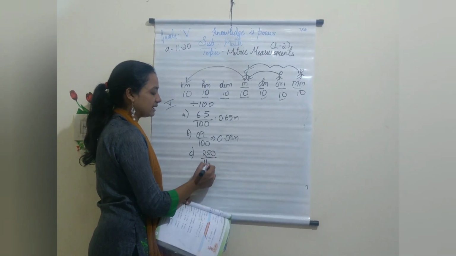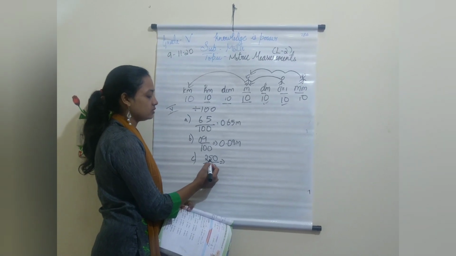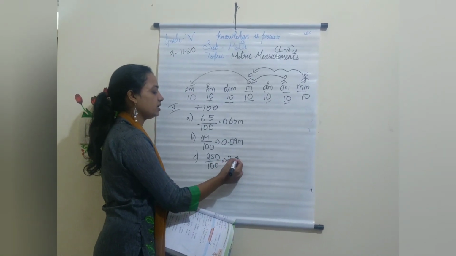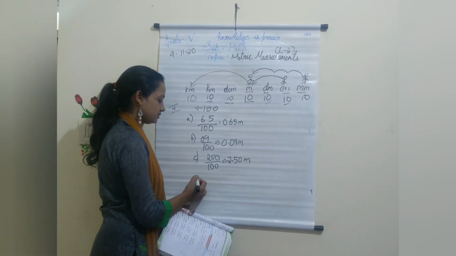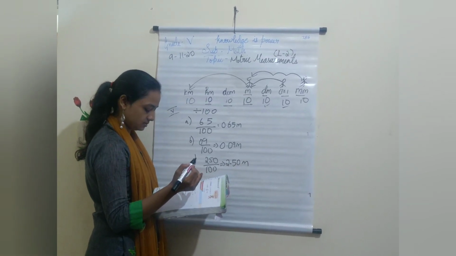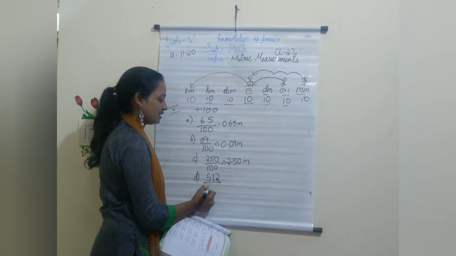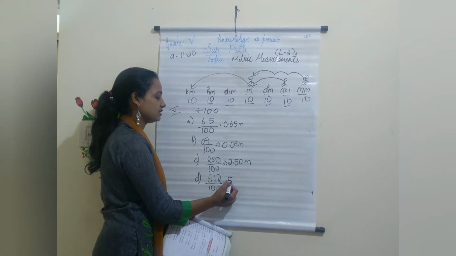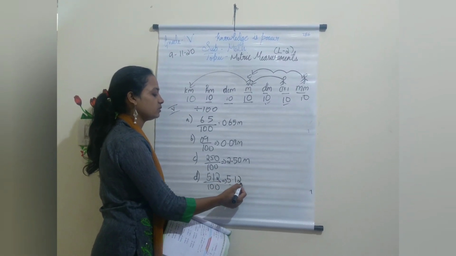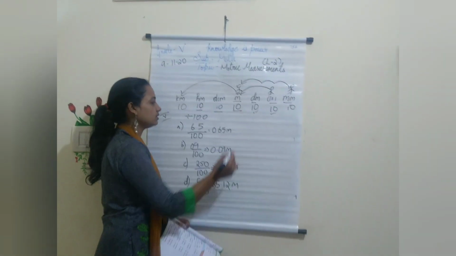C: 250 divided by 100. After 2 numbers, decimal. So you keep the decimal here. It becomes 2.50 meters. D: 512 divided by 100. After 2 numbers, decimal. So the answer is 5.12 meters.